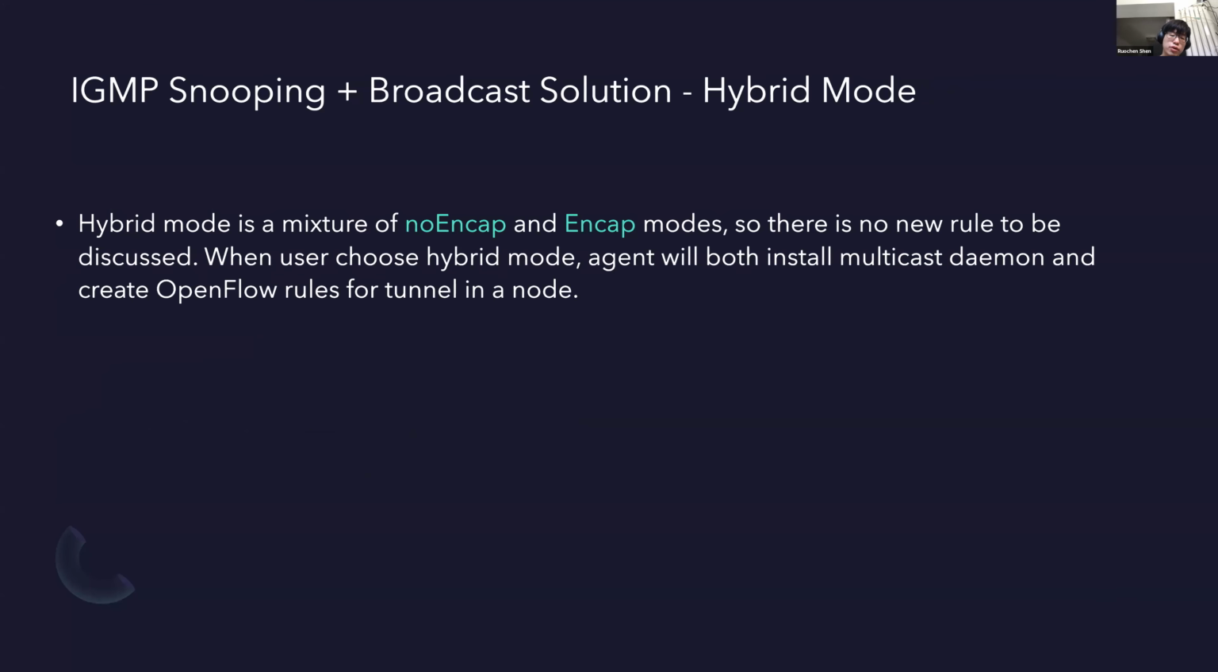The hybrid mode is a mixture of noEncap and encap mode, so there are no new rules to be discussed. When the user chooses hybrid mode, the agents will install the multicast daemon and create OpenFlow rules for tunneling across nodes. Okay, we finished the first option. We call it the IGMP snooping and broadcast solution.